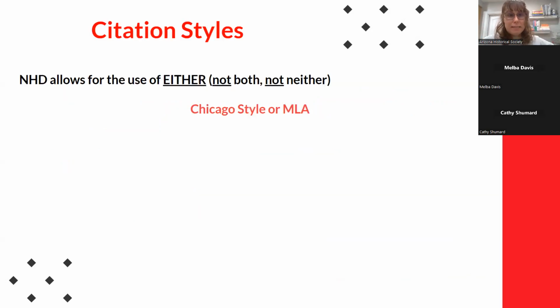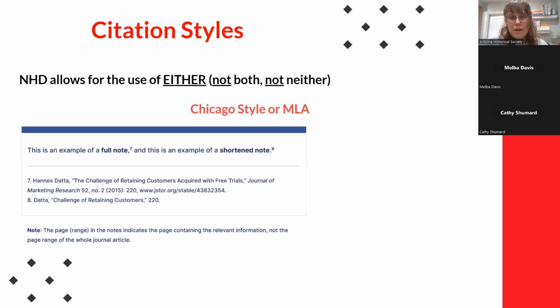All right, citation styles. National History Day allows for the use of either, not both, not neither, Chicago style or MLA. So we'll start with Chicago style because Chicago style is the preferred style of professional historians. And I know more about Chicago style than I do MLA. And so here's an example of Chicago style.